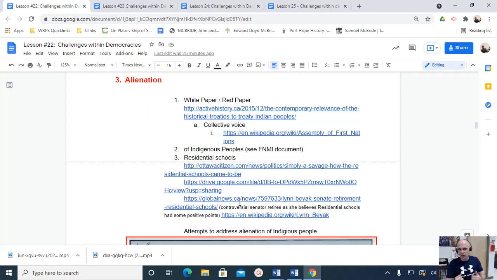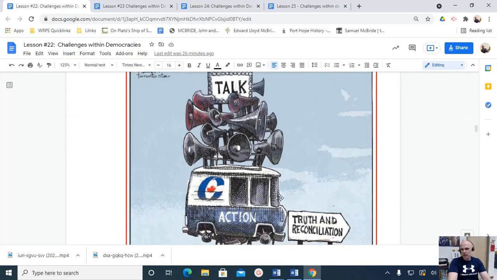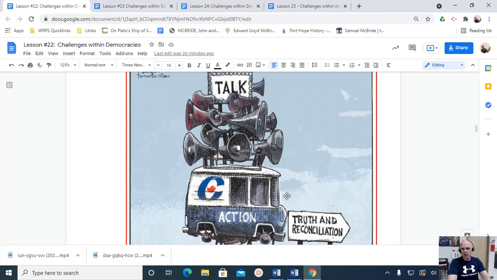And that destruction of culture is a definition of alienation, that we don't have room in Canada for your culture. When that message is sent, that's alienation. So there have been many attempts in Canada's history to alienate. Now, have there been attempts to deal with the legacy of it? For sure there have been. That's the Truth and Reconciliation Commission.